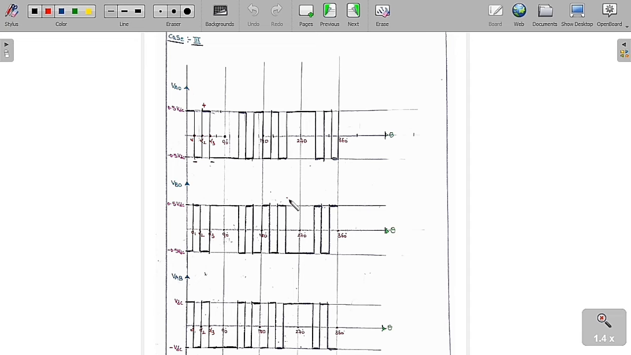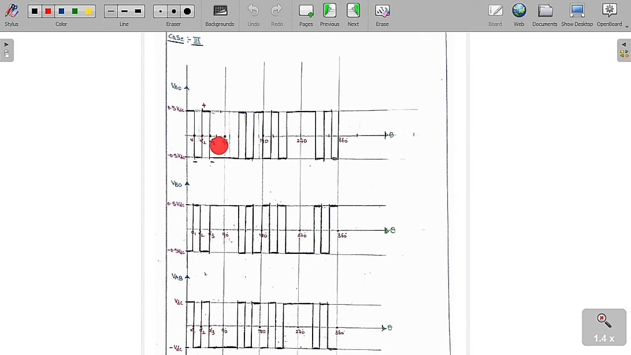Now we are going to study case 3. From 0 to alpha 1, we are going to switch on switch 1 and switch 2. So whenever we switch on switch 1 and switch 2, we are going to get V0 is equal to plus 0.5 VDC and VB0 is equal to minus 0.5 VDC. So VAB is equal to plus VDC.